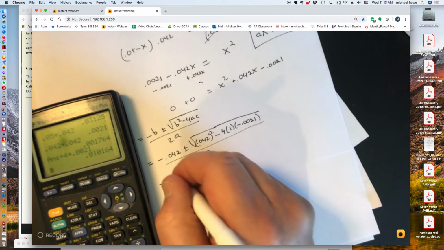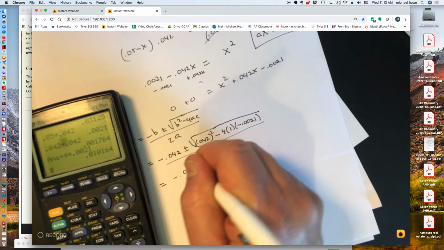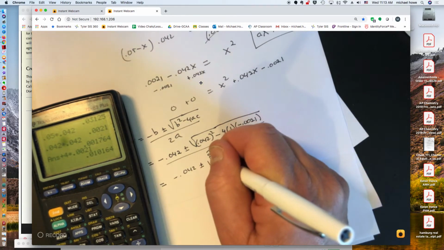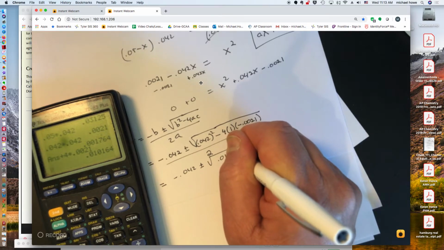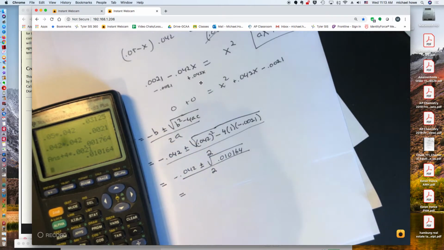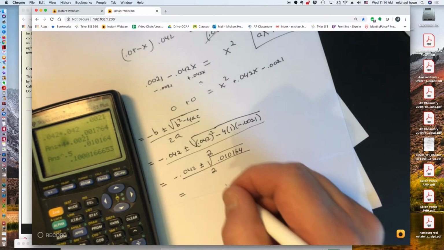So now I have -0.042 plus or minus the square root of 0.010164, and that's going to be divided by 2. All right, now I'm going to take the square root of this number. So to do a square root, you can raise to the 0.5 power, because the square root just means simply raised to the 1/2 power. A cube root would be raised to the 1/3 power, and so on. So 0.5. So 0.1008 is under the square is what this equals.